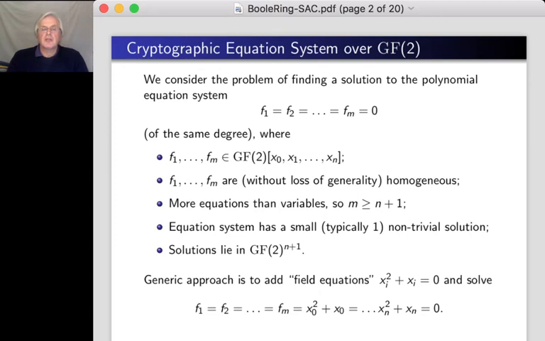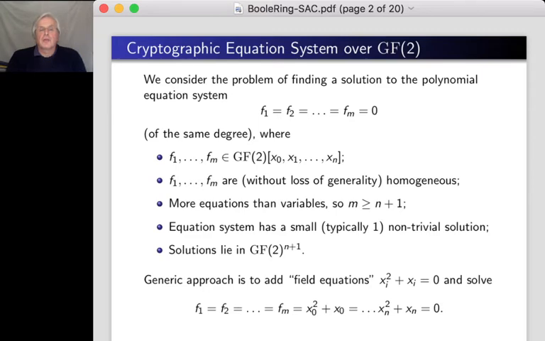So the problem we're going to be considering is a fairly general problem in cryptography. We have a system of polynomials f1, f2 up to fm, all simultaneously equal to 0, where the polynomials are polynomials over GF2 in the variables x0 up to xn, so in n+1 variables. We're going to assume without loss of generality that these polynomials are homogeneous. If we have a non-homogeneous system, we can always convert it to a homogeneous system by simply adding an extra variable in the appropriate way.